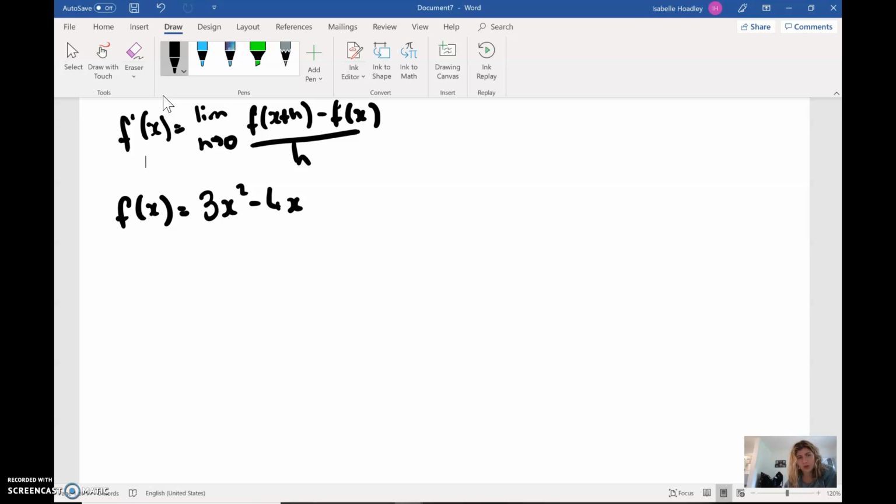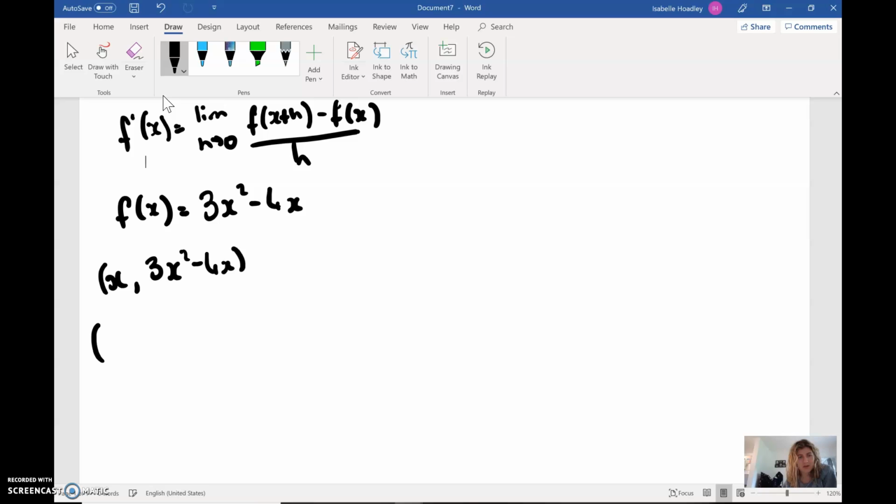Okay, so in our function, the first thing I usually do is write down my coordinates. So my y2, my y1, x2 minus x1, remembering that this formula is just an extension of our gradient formula. So in here, I'm going to take my x coordinate, which is going to be x, and then it's just f of x, so whatever that is, so 3x squared minus 4x.